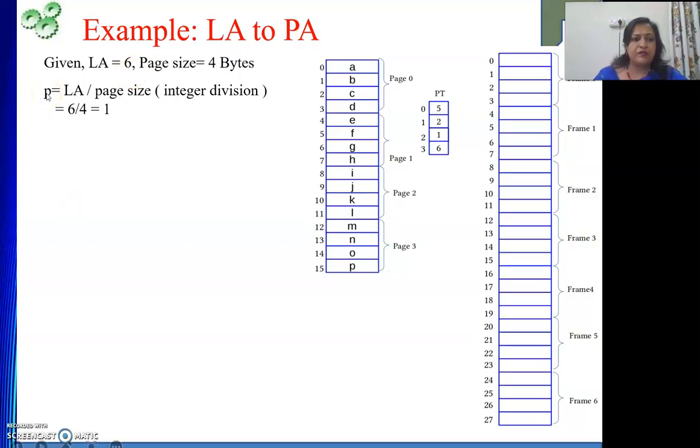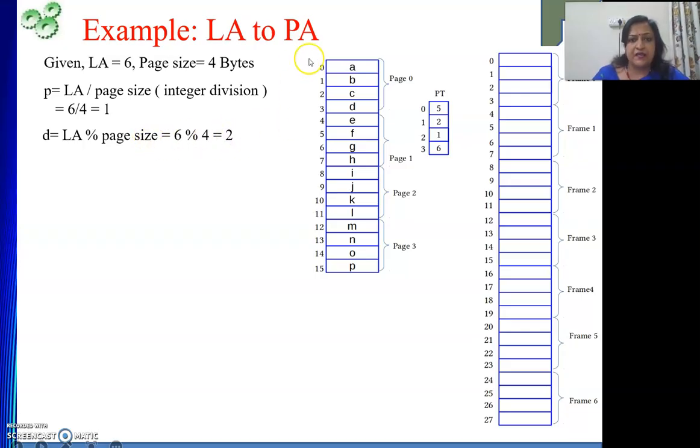So P, we can find out from the logical address by dividing the logical address by page size. It is integer division, that you also need to remember. So 6 by 4, your answer will be 1. So for this logical address 6, it will be in page number 1. And then your offset will be logical address modulus page size, that is 6 modulus 4, answer will be 2.